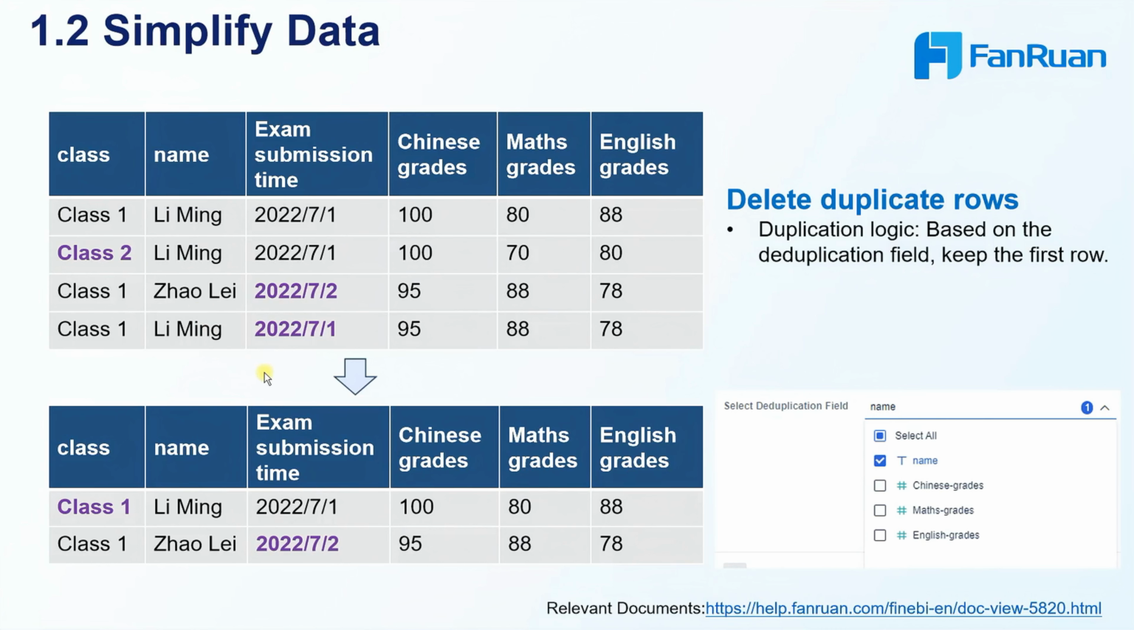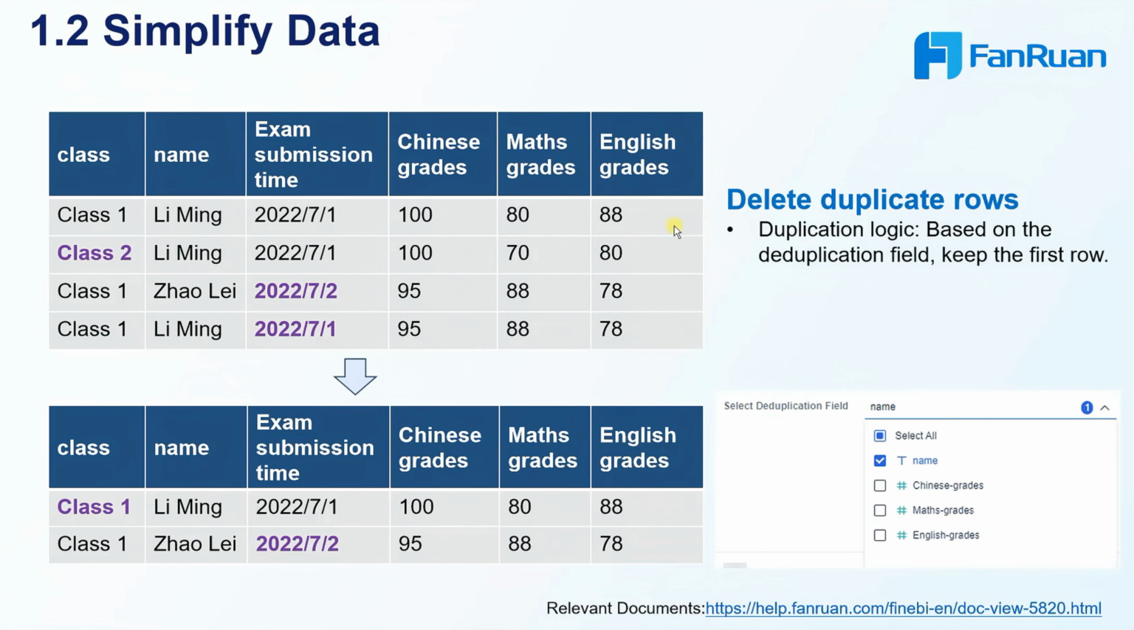Notice that Li Ming has one in class 1 and another in class 2. This actually refers to two different people with the same name, which is normal, right? They might even have different English scores. So, in this case, we are removing something that shouldn't be deduplicated. What should we do then?